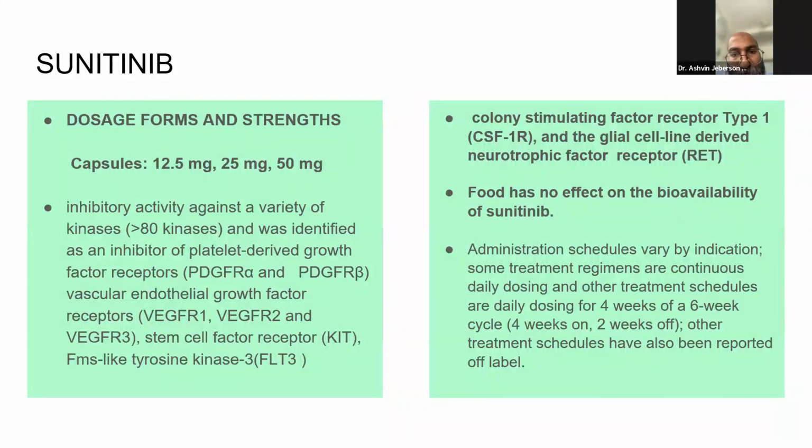And sunitinib dosage would be 50 mg. You can give it 4 weeks on, 2 weeks off, or you can give 2 weeks on and 2 weeks off. So based on that, you can give 50 mg or you can give 37.5 mg.